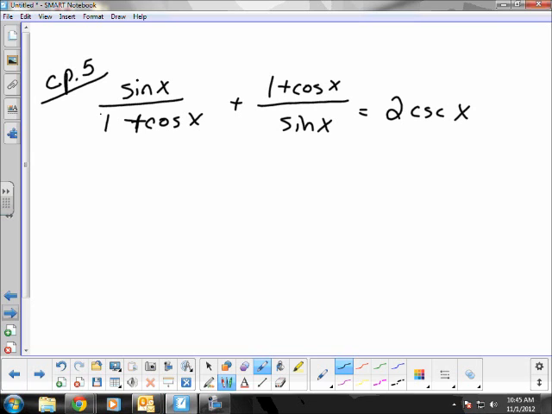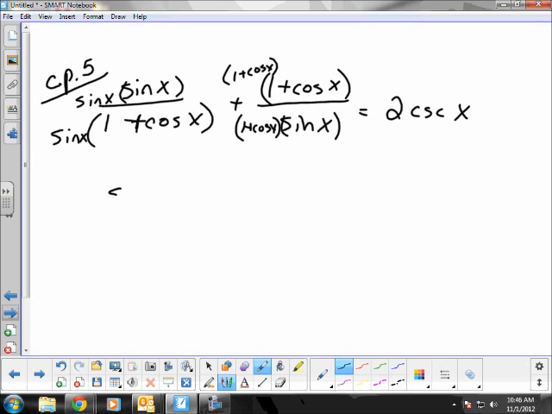So on the first one it needs an extra sine of x. And if I put it in the bottom, I've also got to put it in the top. And in the second term, it's already got the sine of x, so it needs the 1 plus the cosine of x. And not just in the bottom, but also in the top, right? Everybody see what I did? Good.